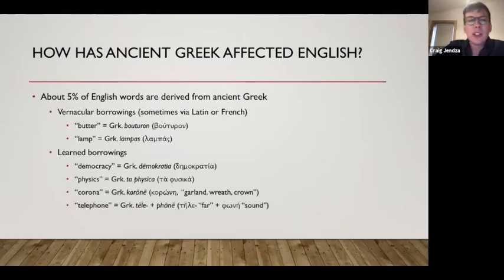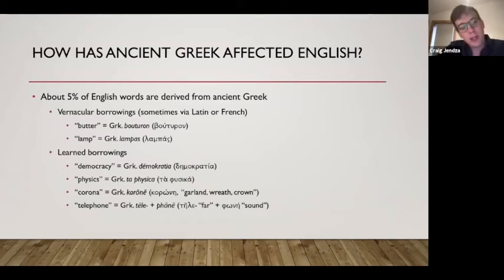And sometimes it affects words that you don't even think about. I've got this broken into vernacular borrowings, like regular everyday words, and then learned borrowings, fancy words. So our word butter comes from the Greek word bouturon, which literally means cow cheese, which is the funniest thing I've ever heard. So they saw this and they're like, what are we going to call this? Cow cheese. I don't know. Then lamp just comes from the Greek word lampos. And so those are just clear borrowings. In English, we might not have had a word for lamp, for example, and so we just took the ancient Greek word for lamp.